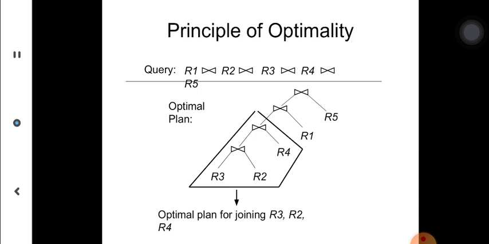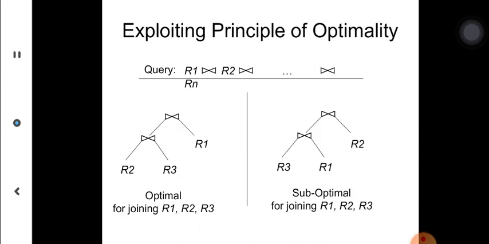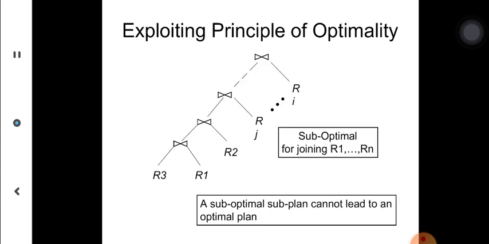So you can bring it down further. Another optimal plan for joining R3, R2 and R4. So you are gradually coming down, and ultimately, by the principle of optimality, you come to the point that the natural join up to R of n is nothing but the optimal for joining R1, R2, R3, and there are suboptimal plans for joining R1, R2, R3. So the principle of optimality gives you a chance to minimize your repetitive operations, and optimal in the sense that the same nature of operation repeats over time.